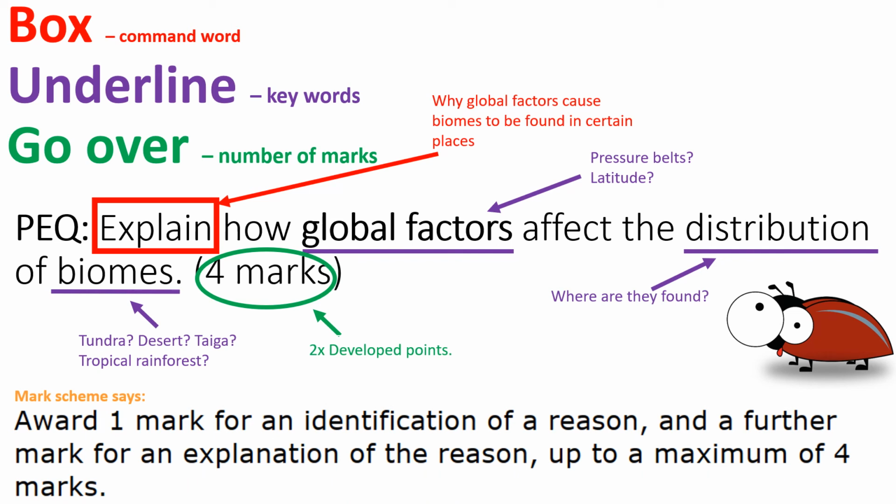The mark scheme for this question says that you will be awarded 1 mark for an identification of a reason, so that would be your pressure belt or your latitude, and a further mark for an explanation of the reason. You obviously need to make sure you are talking about both pressure belts and latitude and explaining them.